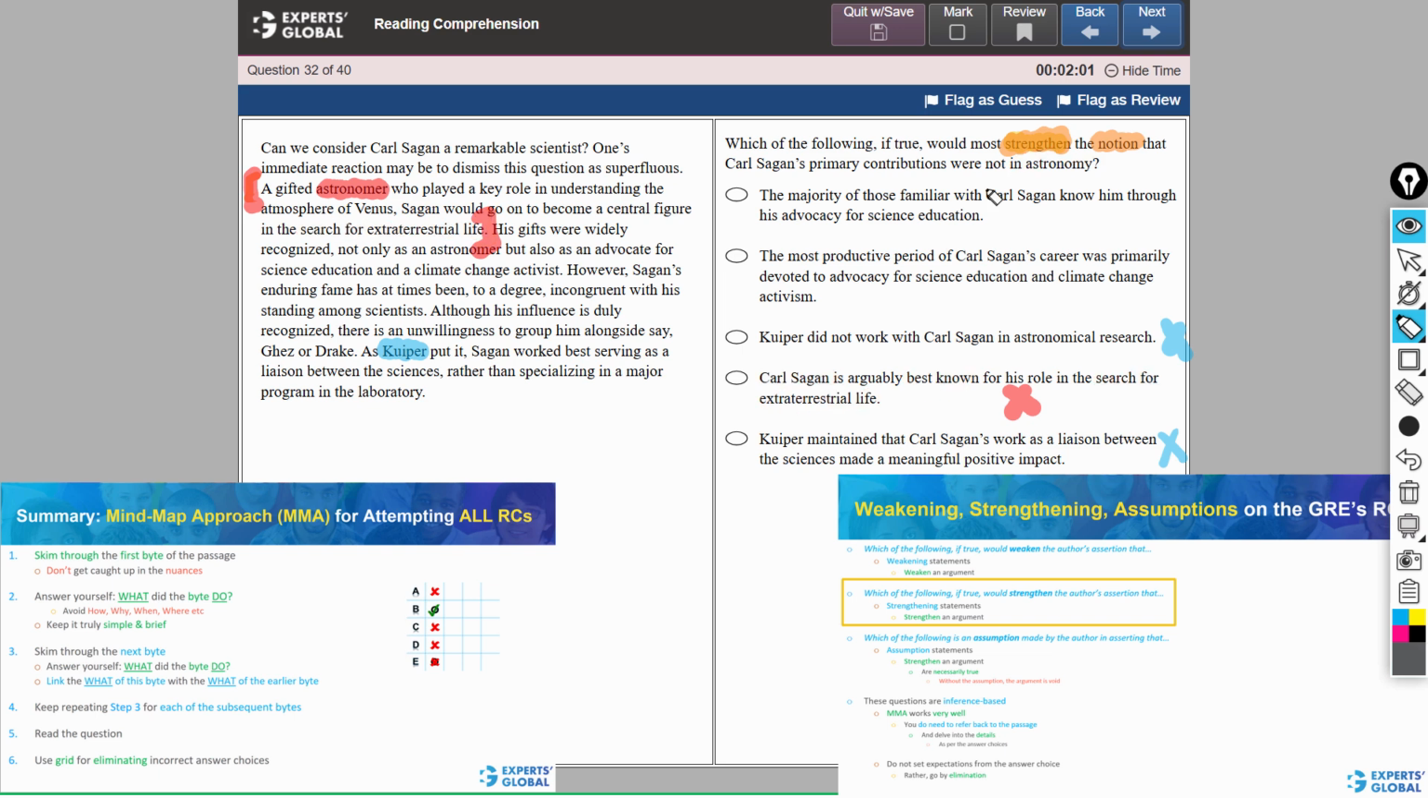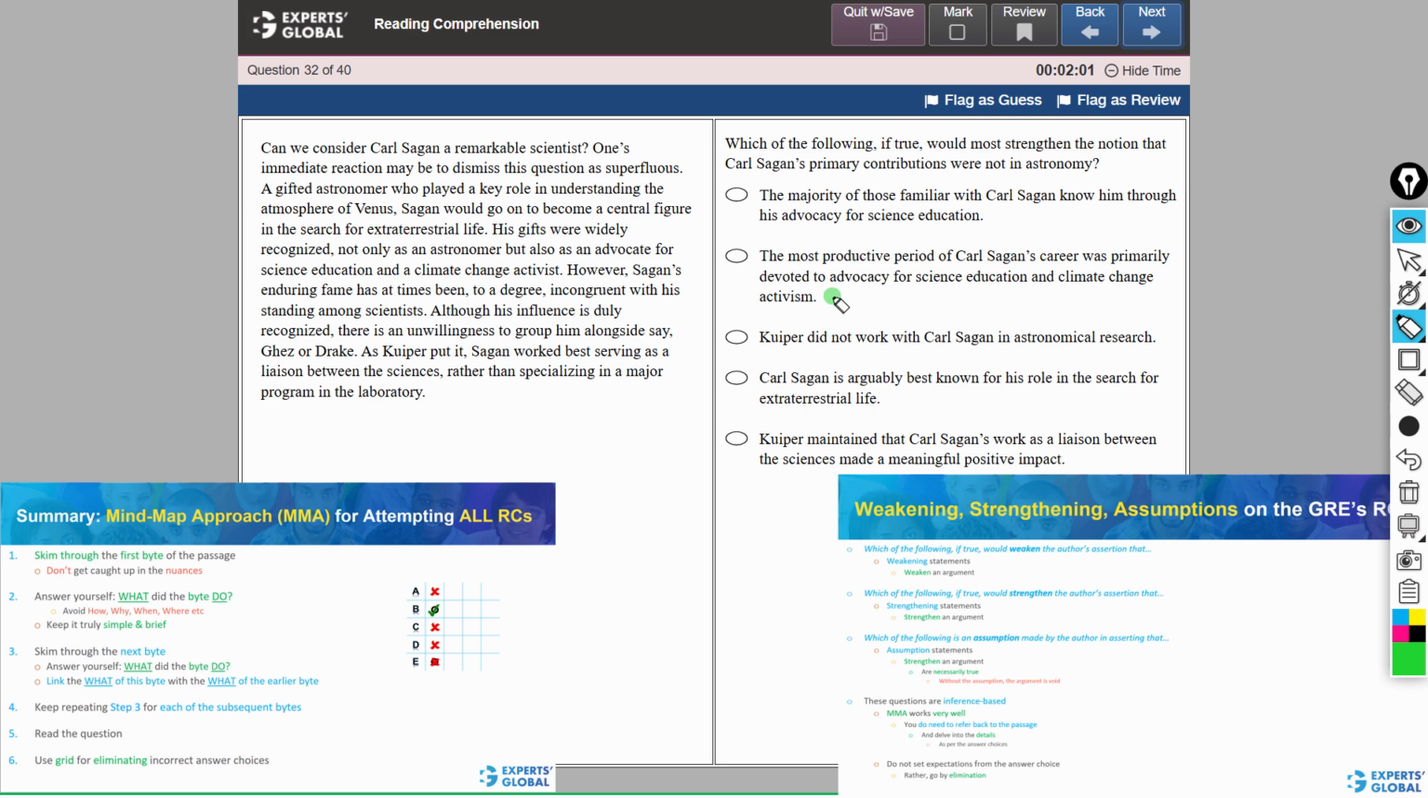Choice A is another trap. That our scientist is most known for his advocacy for science education does not mean that his primary contributions were also in this advocacy. Familiarity or fame is not the same as contributions. Therefore, answer choice A is also incorrect.